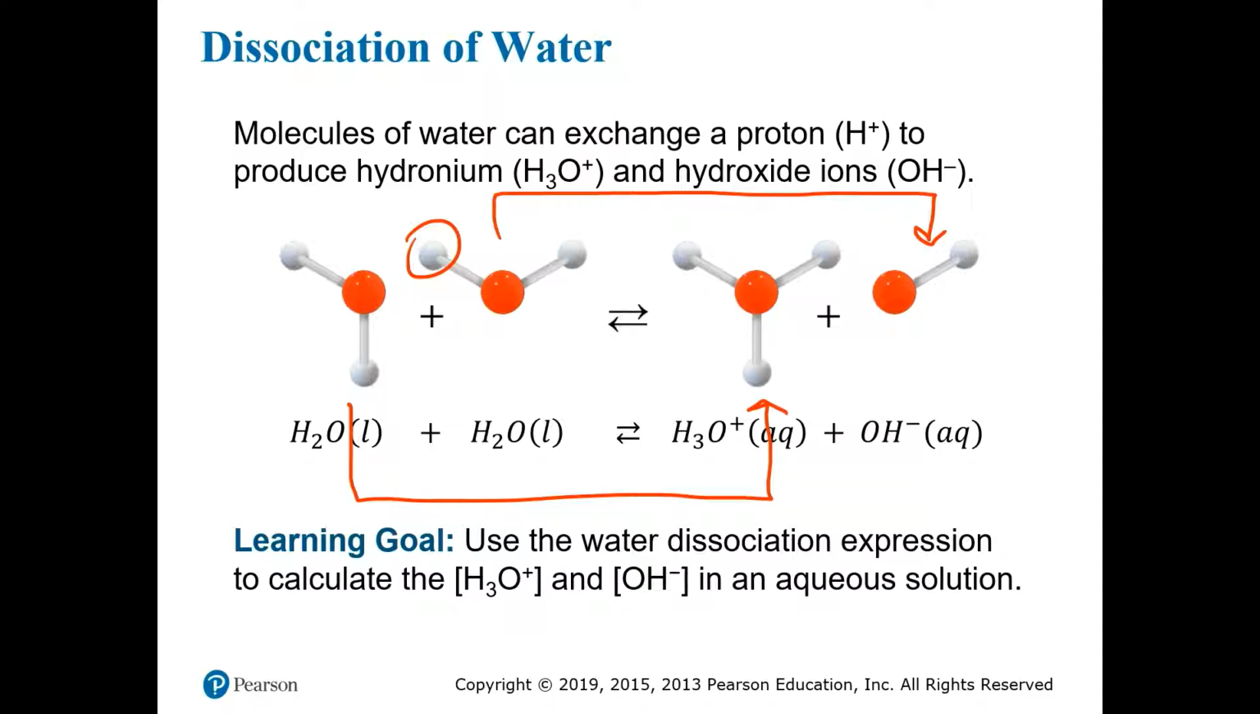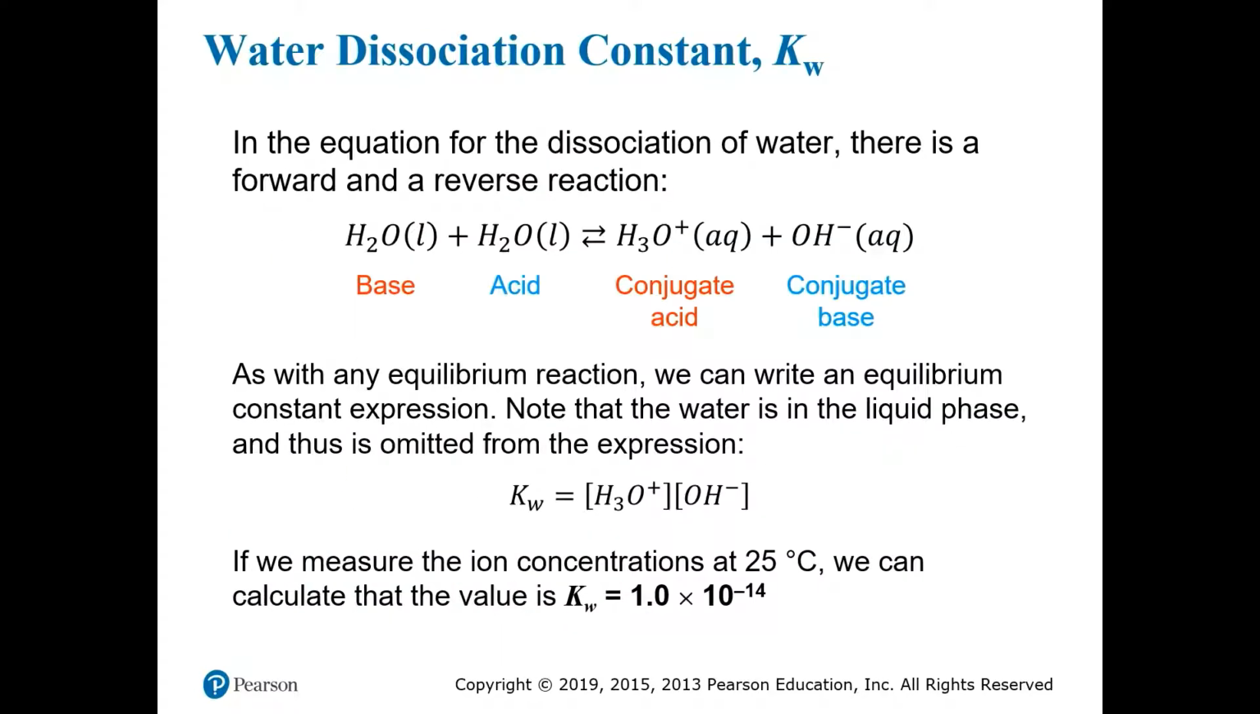In this section, we're going to learn how to write the equilibrium constant, the dissociation expression for this reaction, and that's going to allow us to calculate concentrations of hydronium and hydroxide ions. Remember that this transfer of a proton from one water molecule to another is reversible, and therefore this is an equilibrium reaction. One water molecule can give a proton to another, and then it can also take a proton back.